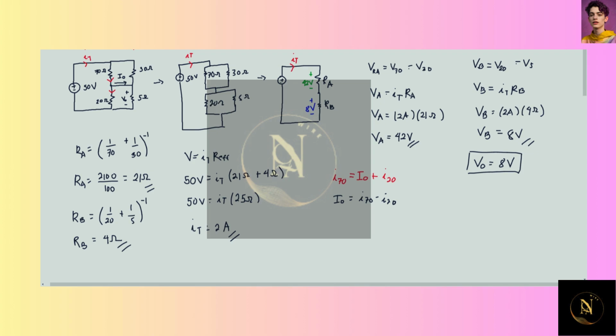We could get the current passing through each resistor using Ohm's law. That is V equals IR, or I equals V over R. In the case of the 70 ohm resistor, that is equal to 42 volts over 70 ohms, minus, for the current passing through the 20 ohm resistor, 8 volts over 20 ohms. We'll get a final answer for I naught as 0.2 amperes.